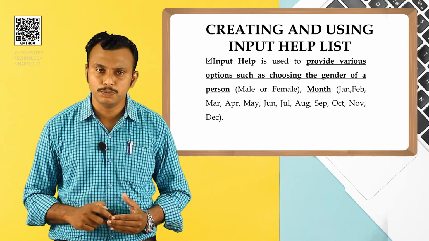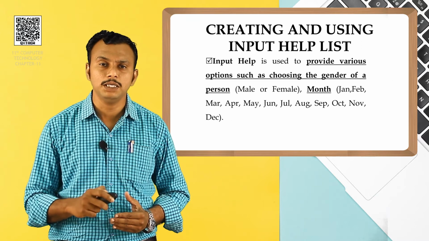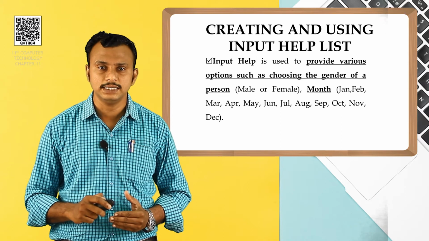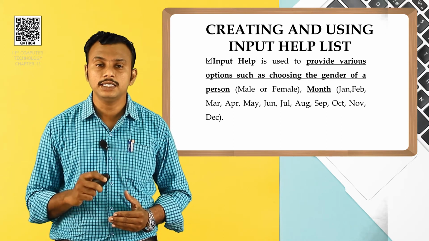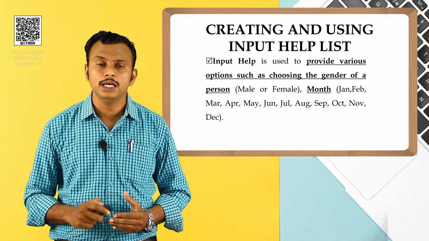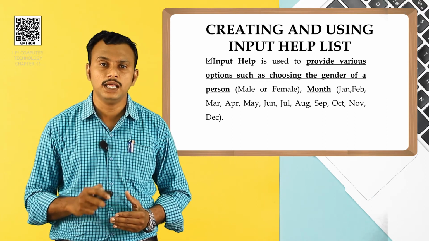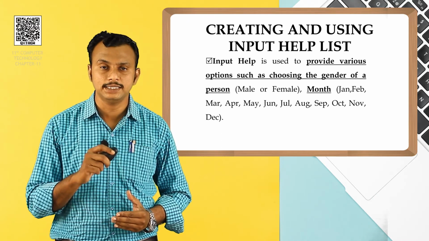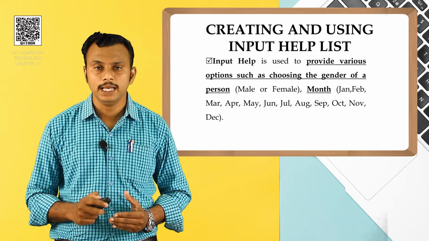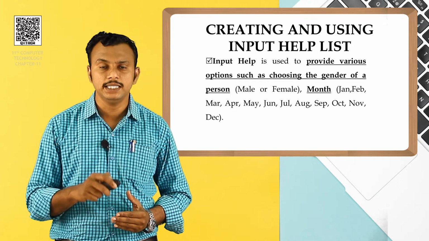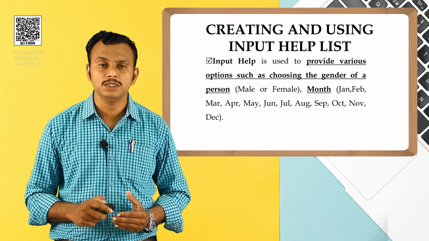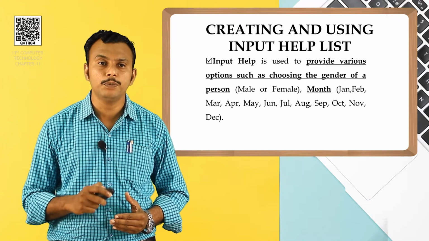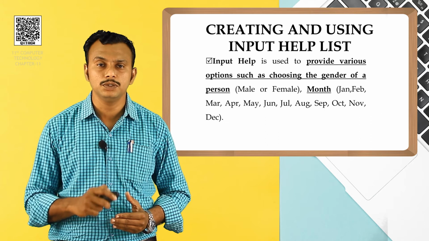So what is meant by input help? Input help is used to provide various options such as choosing the gender. Instead of typing male and female, you can create the input list in the worksheet, so that instead of typing you can select the candidate, that is gender, male or female. Like that, the months can also be fed in the worksheet, so that instead of typing you can select from the worksheet. Can you understand, students? Creating and using an input help list can be used in the worksheet.